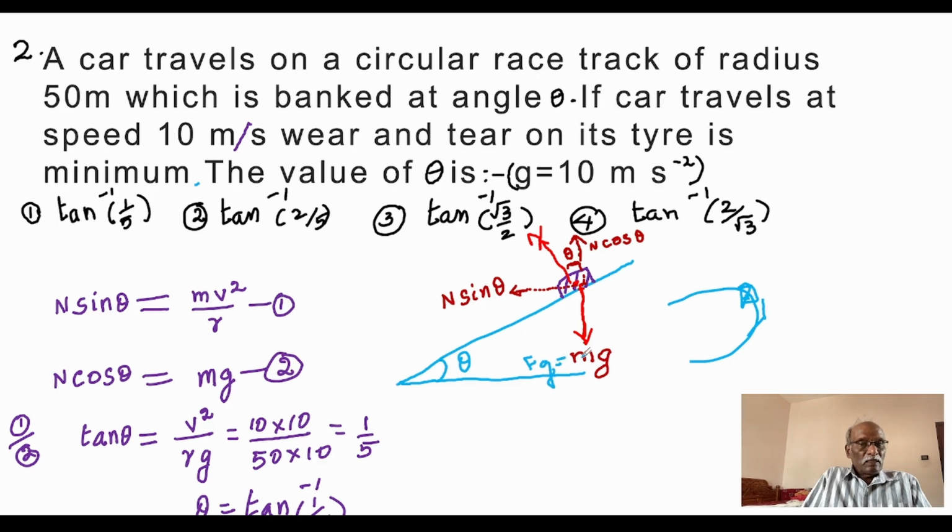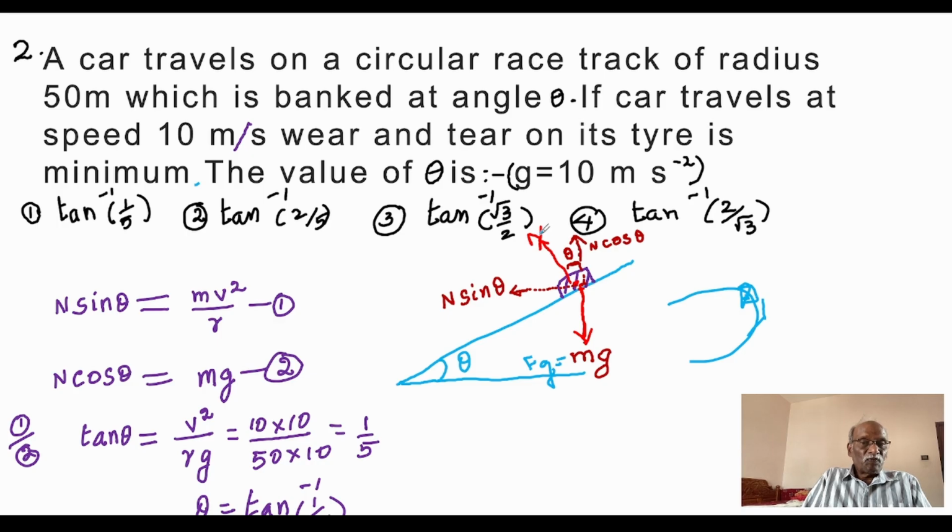Fg is acting downward. And there is a normal. The normal is always acting perpendicular to the floor. So this is the normal, which is asked here.